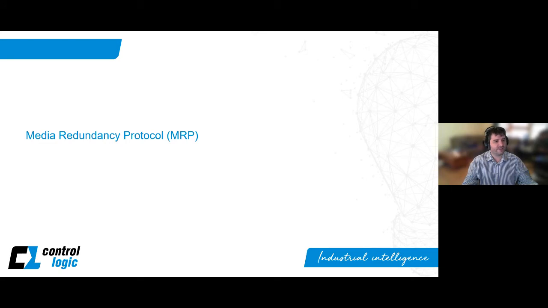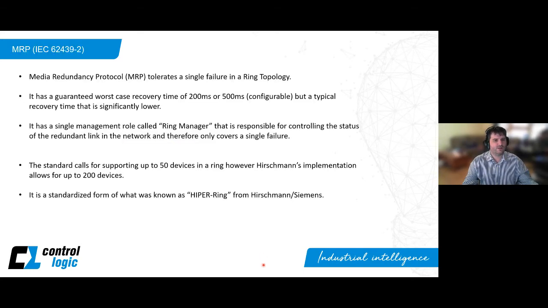The next one we're going to look at is Media Redundancy Protocol, or MRP, which is an IEC standard based off ring topologies. Because it's a ring topology or a circle, it only tolerates a single failure. It has a guaranteed worst case recovery time. That is to say that no matter where the failure is, you're guaranteed it will recover within this time. That means that you can plan around that.